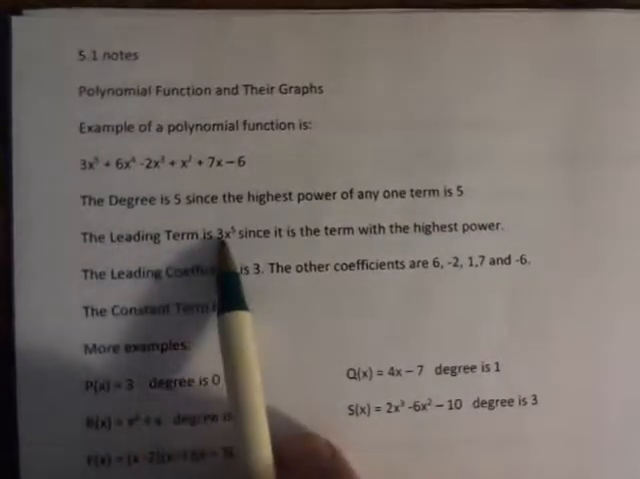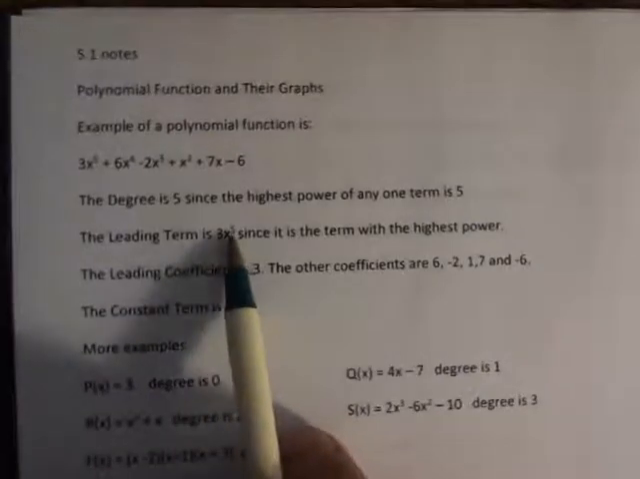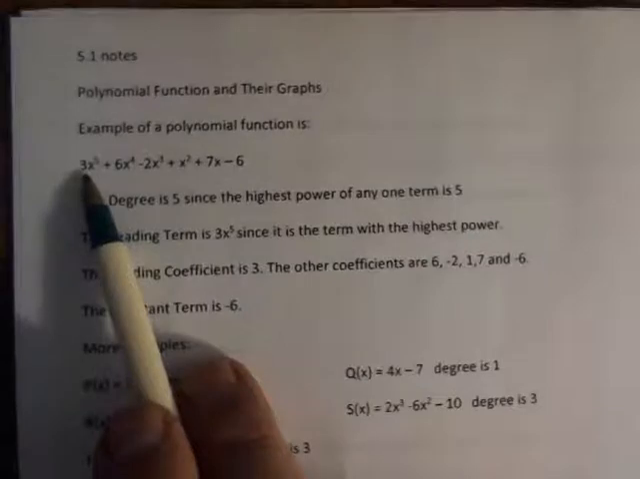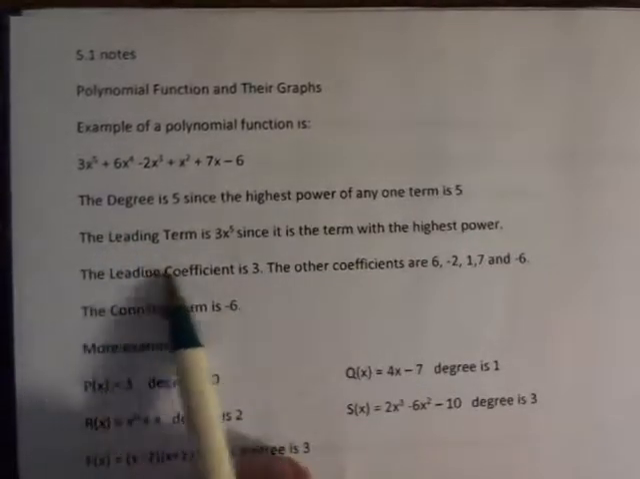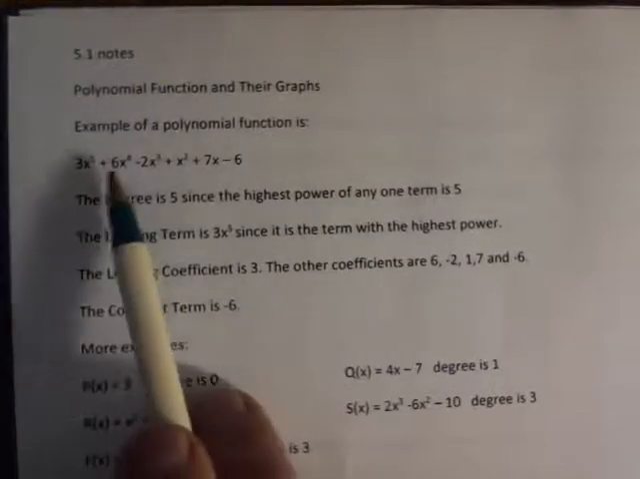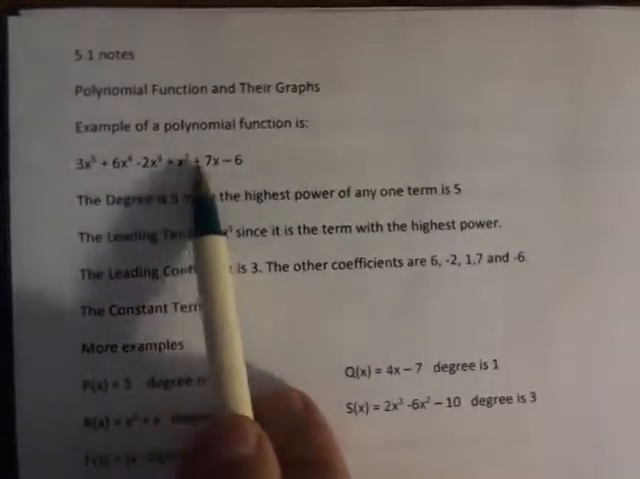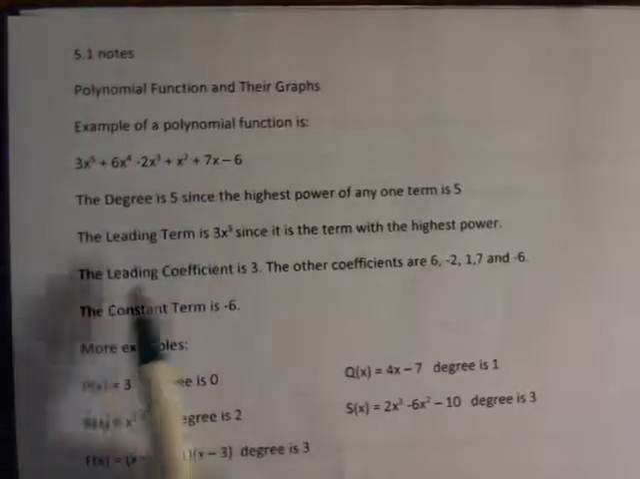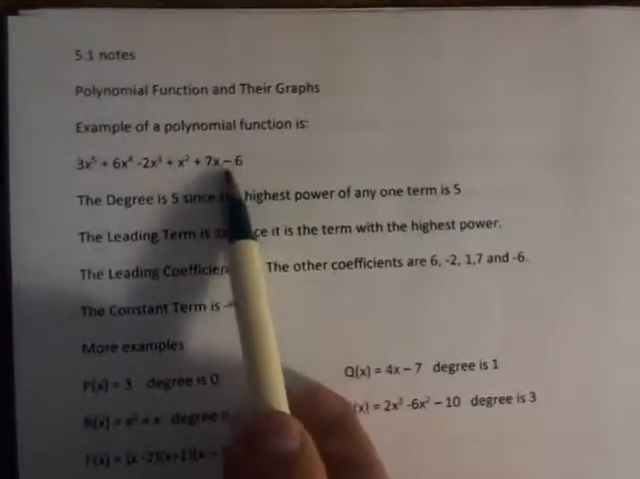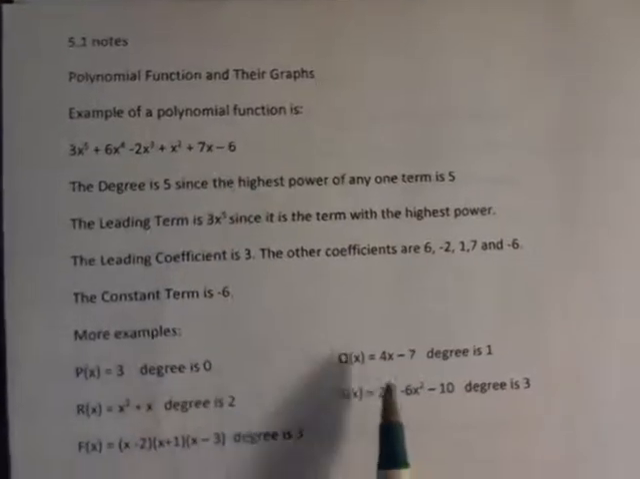The leading term is 3x to the 5th because it leads the pack. It's the term with the highest power. The leading coefficient is the 3. And the other coefficients are 6, -4, 1, 7, and -6. We can also call this last term the constant term since it does not have an x.